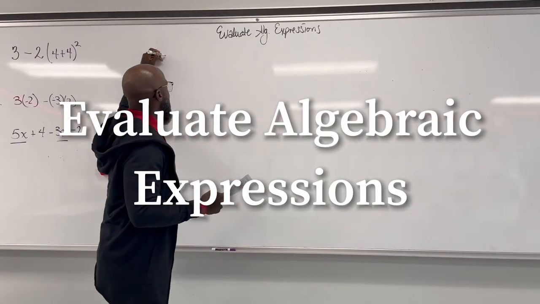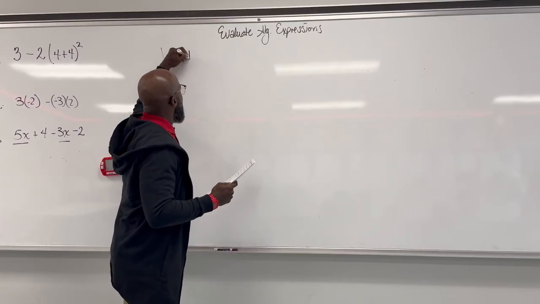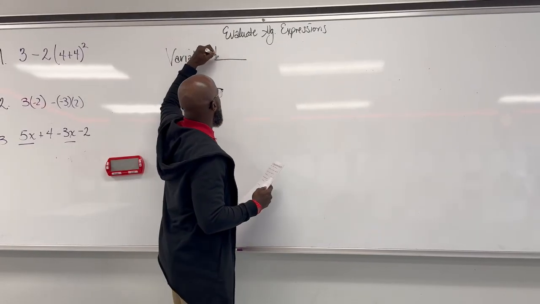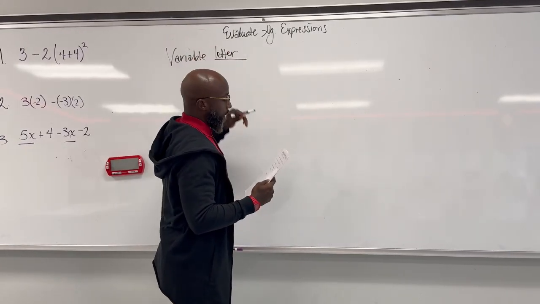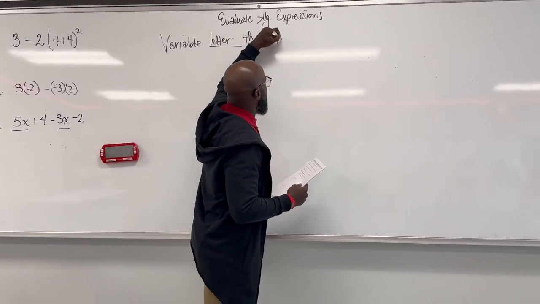Let's talk about some vocabulary. So, a variable. What is a variable? A variable is a letter. In this class, it's a letter that represents a number. A letter that reps a number.